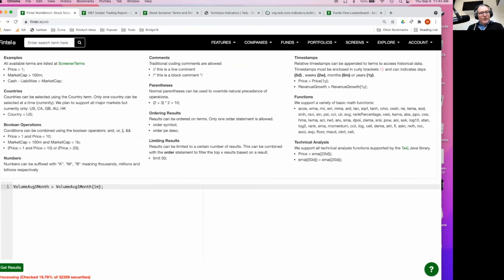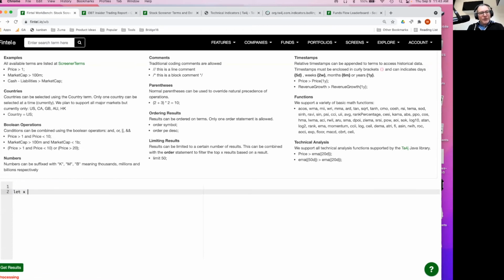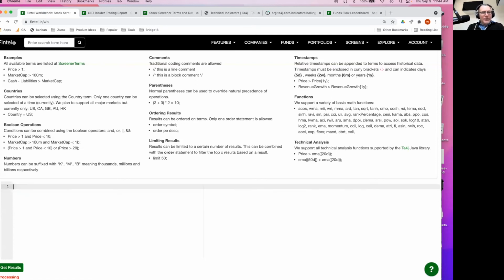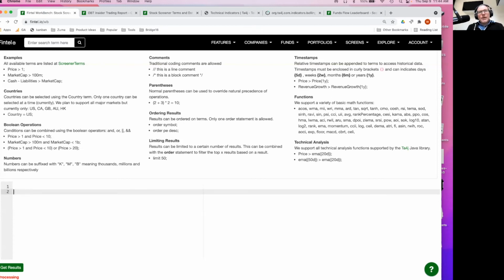If I hit get results, there's one other thing I wanted to mention, since I have a little bit of time left. We do have the ability to specify a function. I was starting to talk about factor investing. In factor investing, you identify a factor like the momentum factor, value factor, quality factor, or volatility factor. We're going to start rolling out some of those, and we've already done that to a bit.